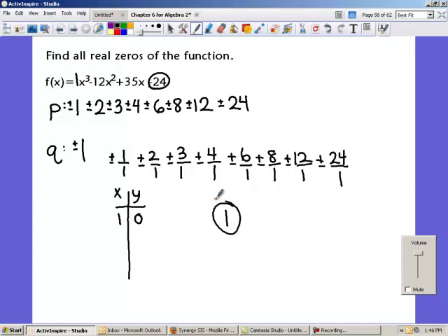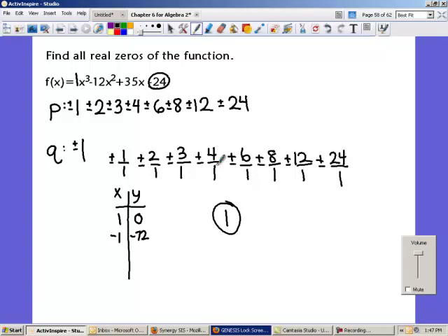Now check negative 1. And I show that negative 1 in my x and y chart is a negative 72. So that means that this is not a real 0. Negative 1 is not part of it. You're going to do that for every single one of these. So go to 2. Okay, I have 6 across from it. So that's not 0. Go to negative 2. Still not. Now go to 3.